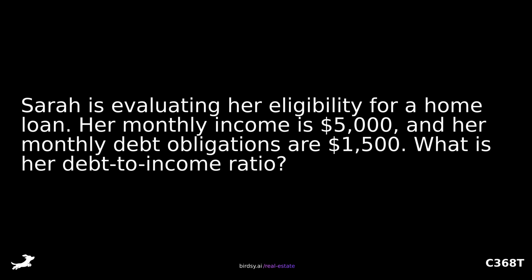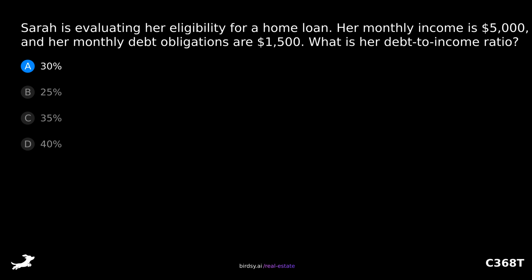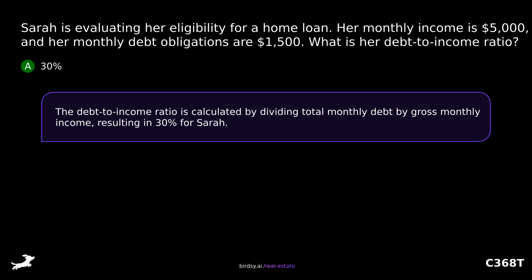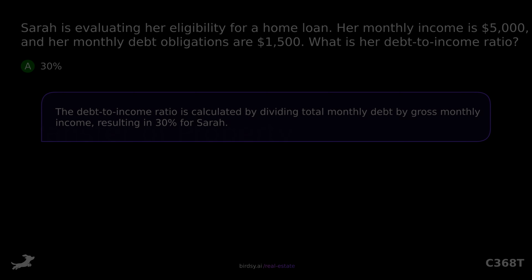Sarah is evaluating her eligibility for a home loan. Her monthly income is $5,000, and her monthly debt obligations are $1,500. What is her debt-to-income ratio? Is it A, 30%, B, 25%, C, 35%, or D, 40%? The answer is A, 30%. The debt-to-income ratio is calculated by dividing total monthly debt by gross monthly income, resulting in 30% for Sarah.